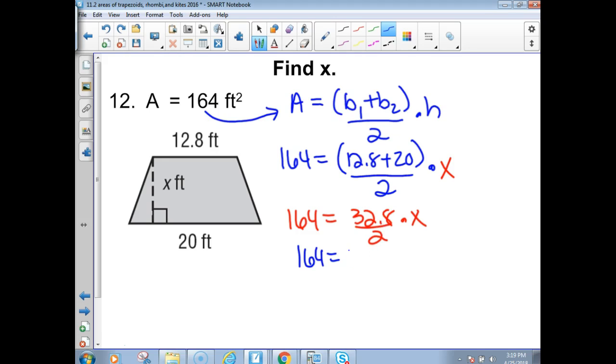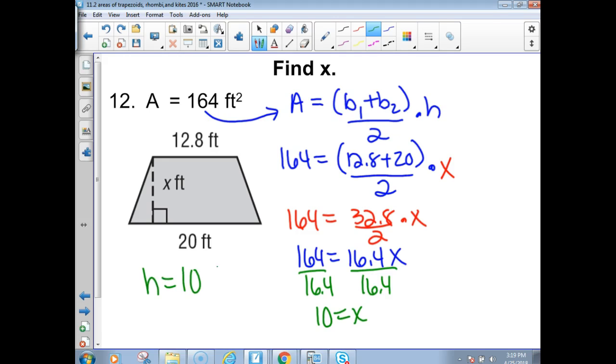32.8 divided by 2 would be 16.4 times X. And the last step, divide by 16.4. Okay, and that gives us 10. So the height would be 10 feet, or I guess that was X. You could just write X equals 10 feet.